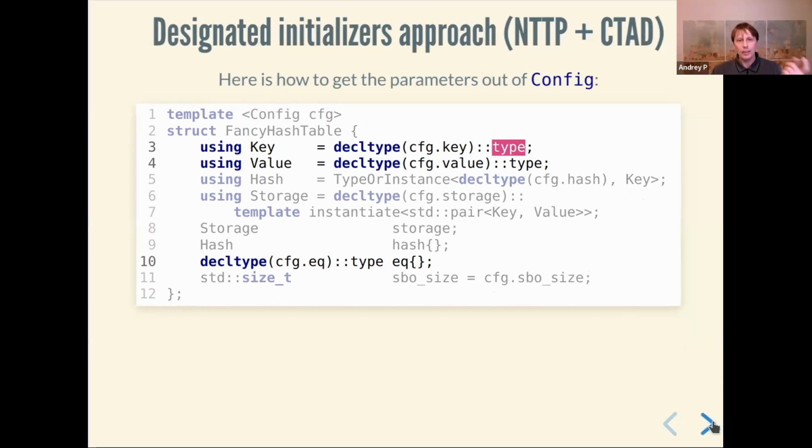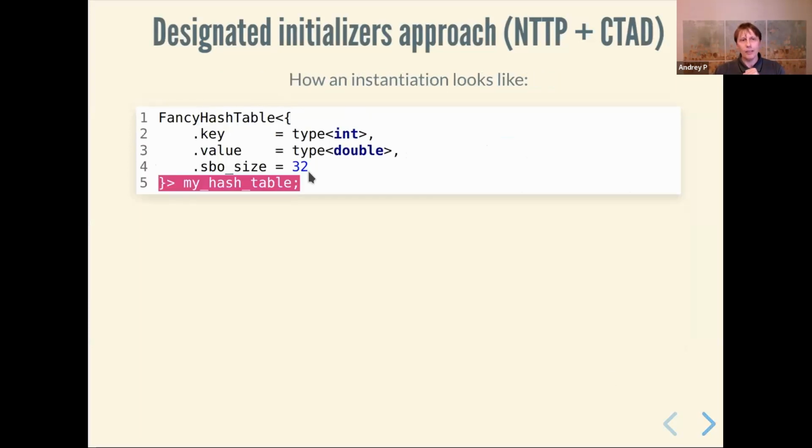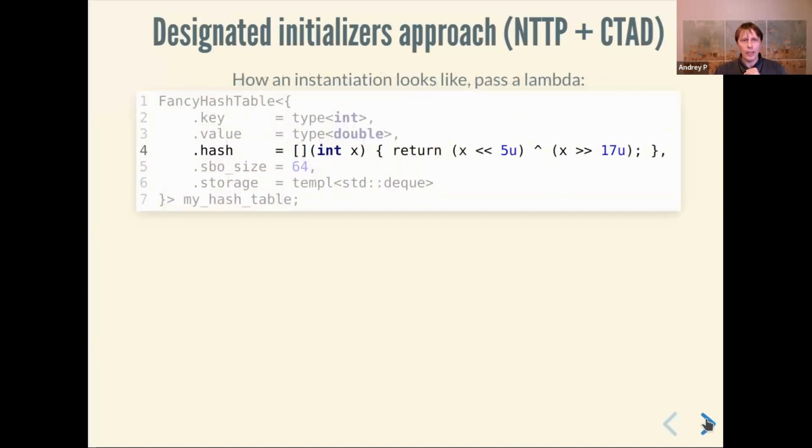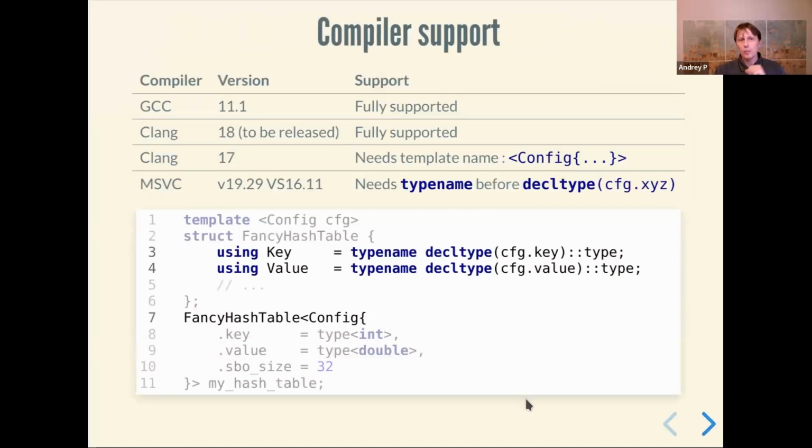Yep, so the final slide is, this is how the instantiation looks like. And for templates, you can pass a lambda, and this is the compiler support. It works on the latest releases of everything in GCC. And in Clang, you need 18 or use this syntax.